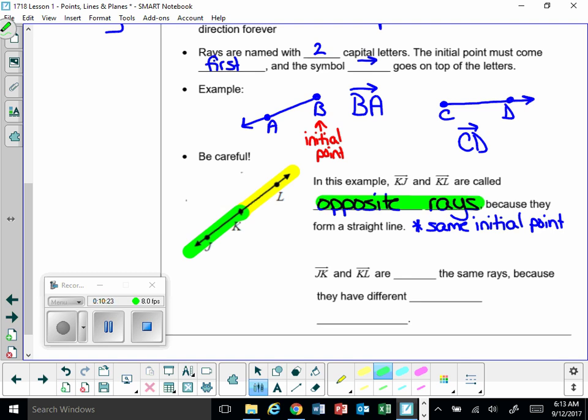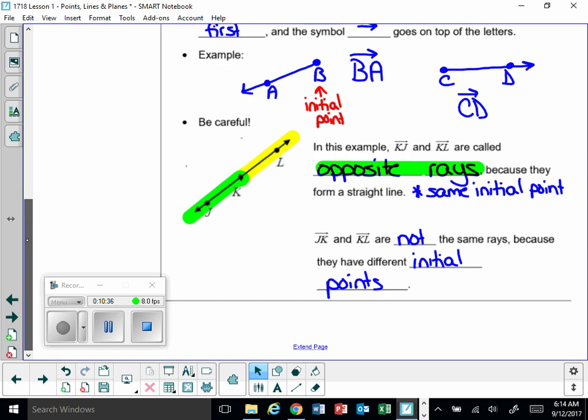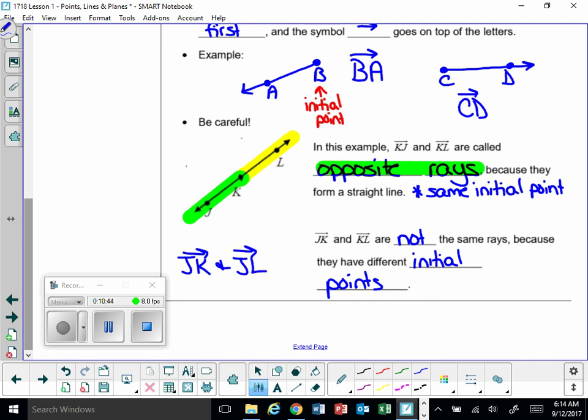Ray JK and KL, however, are not the same rays because they have different initial points. I can, however, say that ray JK and ray JL are the same ray. They have the same initial point, and they go on forever in the same direction. It's just a matter of which letter I picked along the ray for the name.